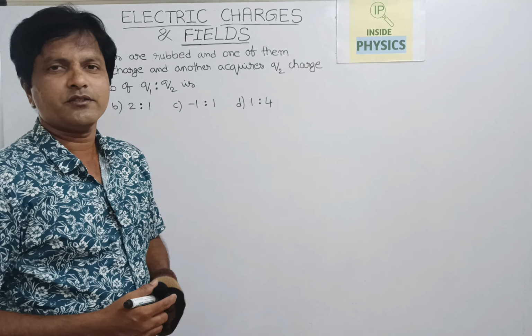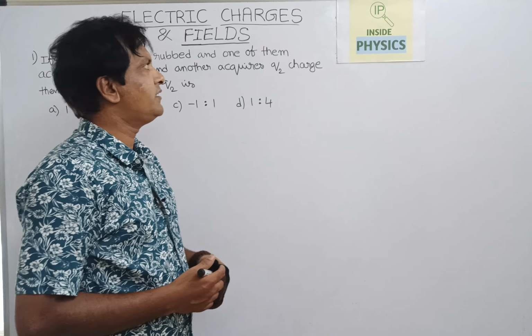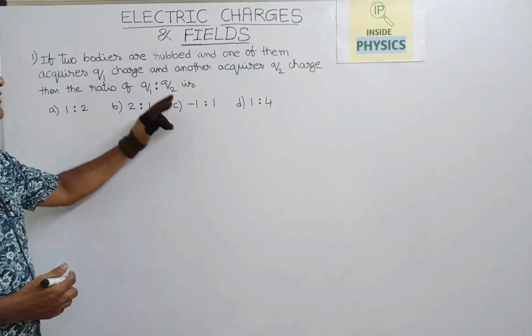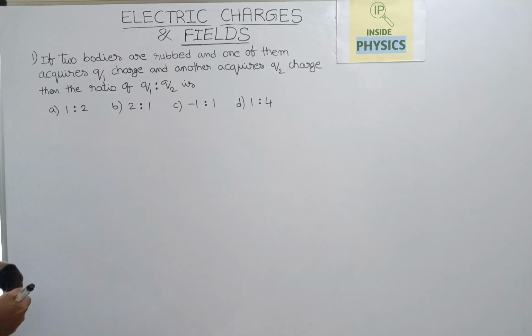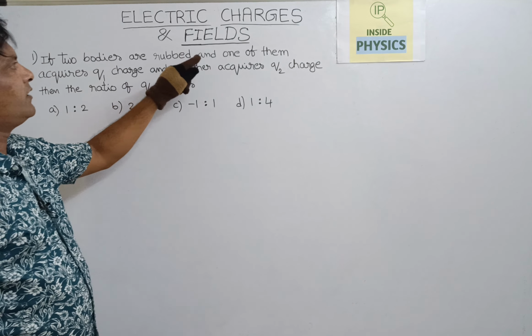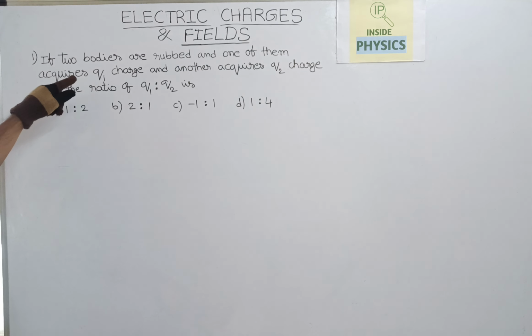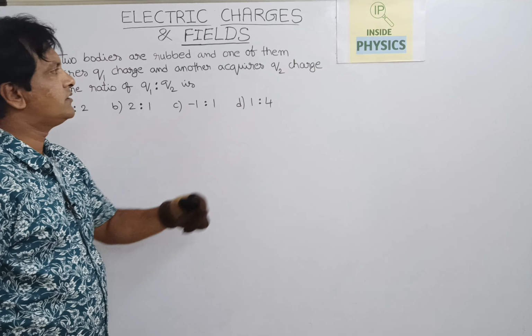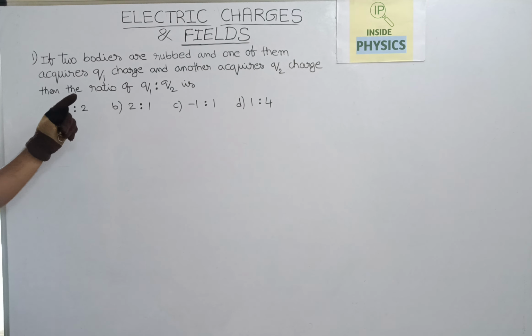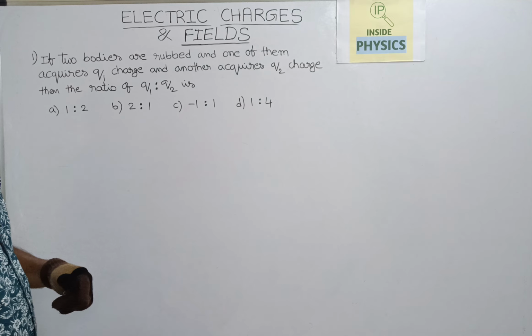Today we are going to see some problems at a NEET level. So here our topic is electric charges and fields. The first problem: if two bodies are rubbed and one of them acquires charge Q1 and another acquires charge Q2, then the ratio of Q1 to Q2 is?